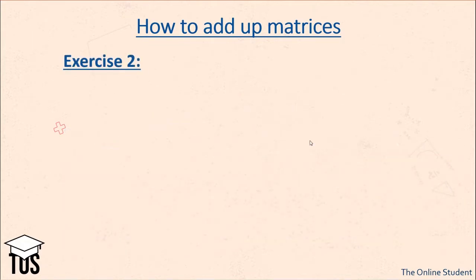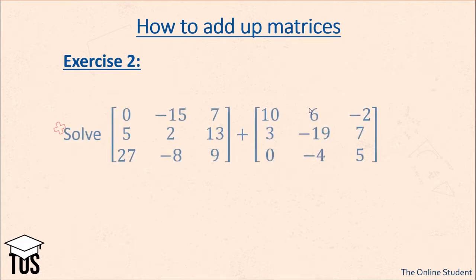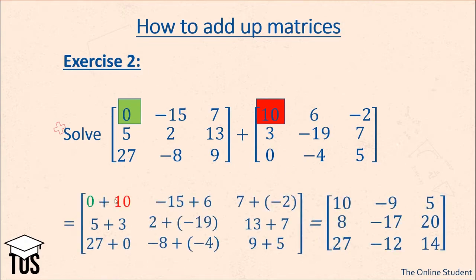The second exercise is a bit more difficult. We have to add up these matrices, but we see that we have negative numbers. Okay, let's just do the same. So the element on our first row, first column of the first matrix is 0. We have to add it up with the corresponding element of the second matrix. The element on the first row and the first column is 10. So we just add up these numbers, 0 plus 10, which is equal to 10, of course.